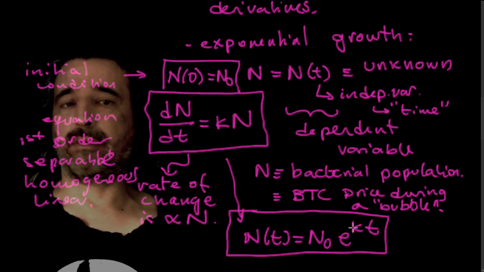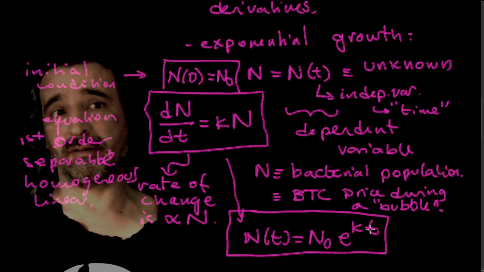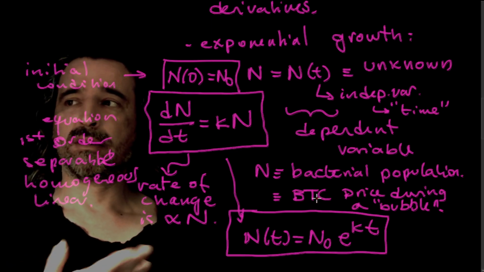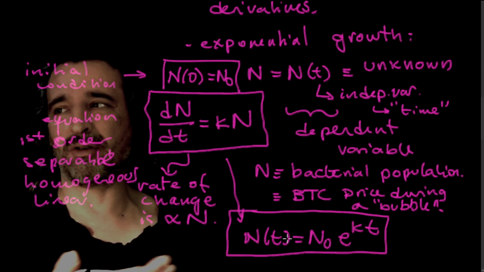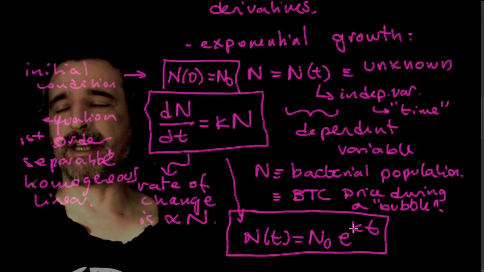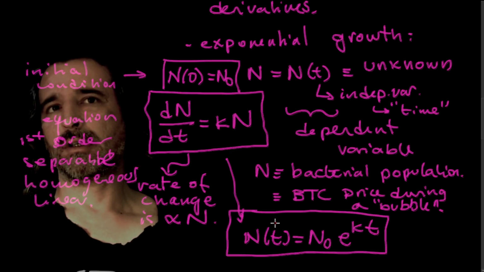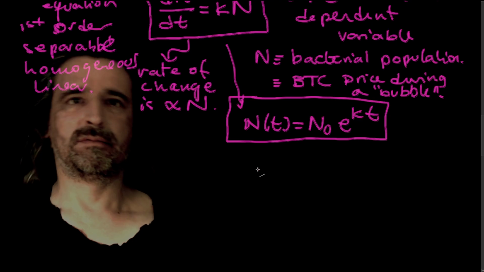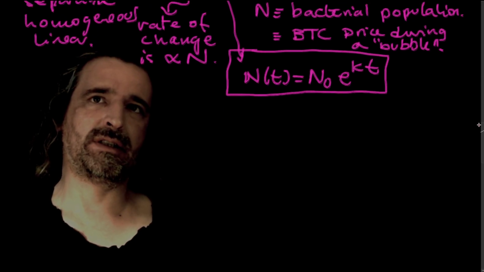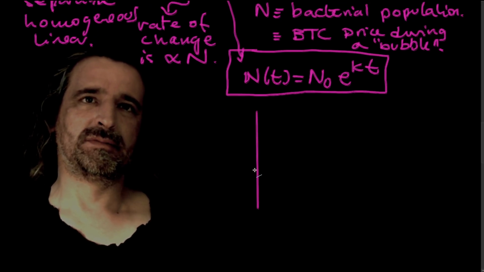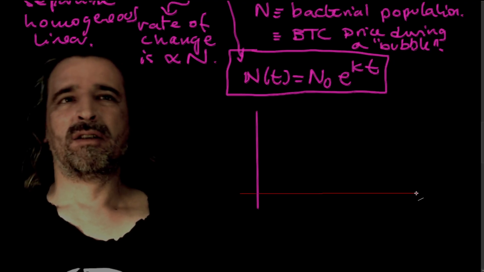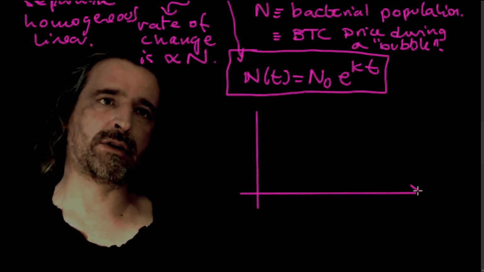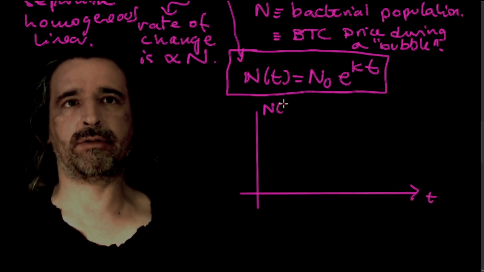Depending on the value of k, if k is positive, this would be an exponentially growing number of bacteria, or an exponentially growing Bitcoin price as a function of time. It will grow exponentially. The higher the k, the faster it grows, right? If we are to graph this function, let me go here and graph it. There is some initial value at t equals 0, so here is going to be t, and here is going to be n of t.